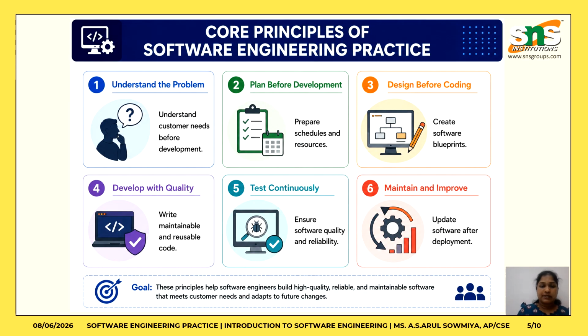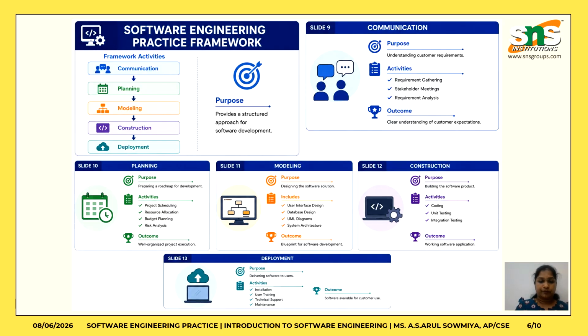So what are the core principles of software engineering practice? Firstly, we need to understand the problem. Then we plan before development, then design before coding, then develop with quality, and then test continuously. Finally, we should maintain and improve.